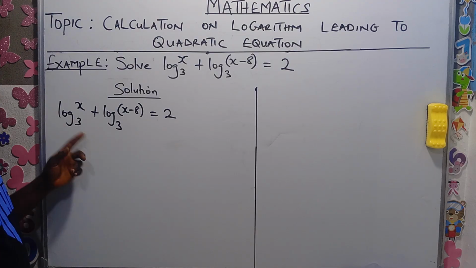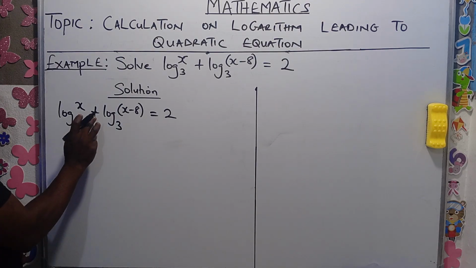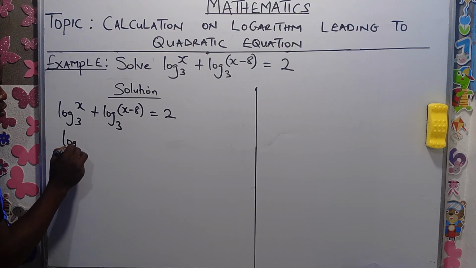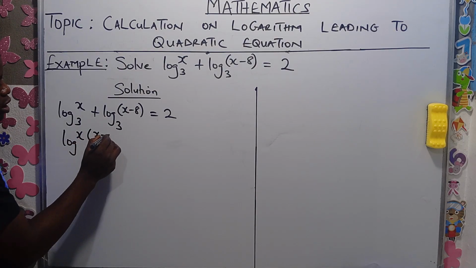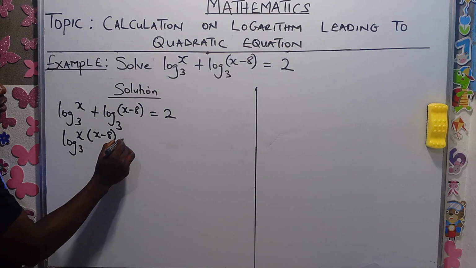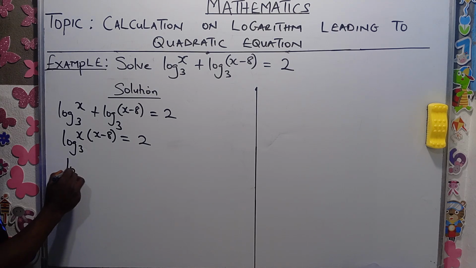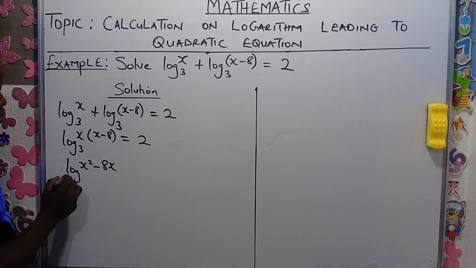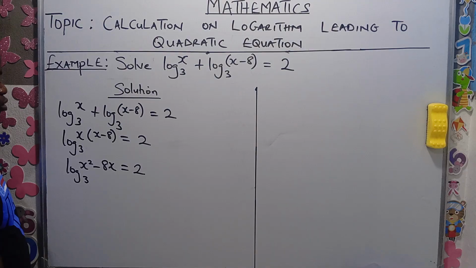When you are using one log to represent the two logs, you are going to change addition to multiplication at the index. Now we have log x multiplied by x minus 8 base 3 equals 2. Now let's open the bracket: x times x is x squared, x times minus 8 is minus 8x. That is log x squared minus 8x base 3 equals 2.